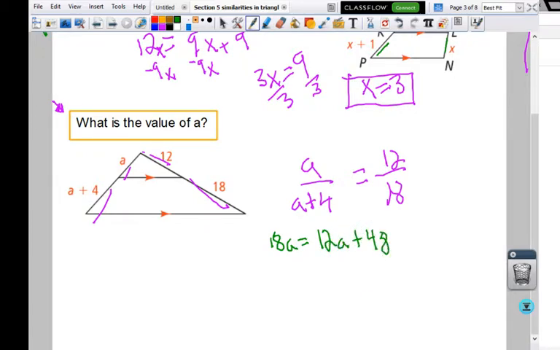Minus 12A. It's set up the same way on both sides. So we get 6A equals 48, and then you divide by 6. What are we doing next? Divide by 6.